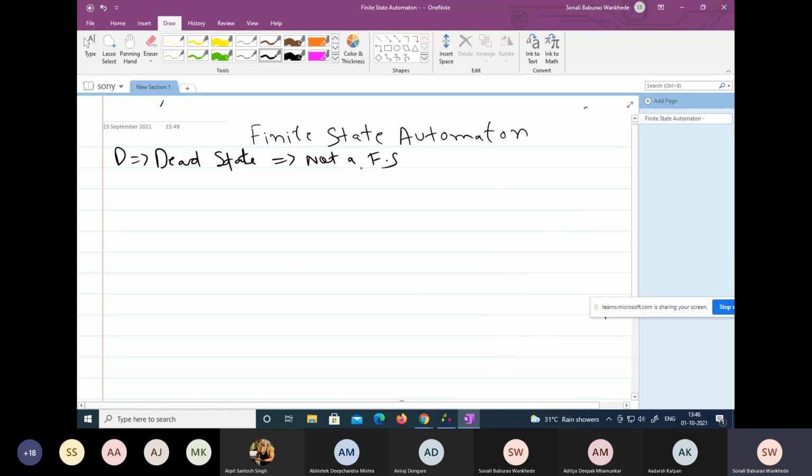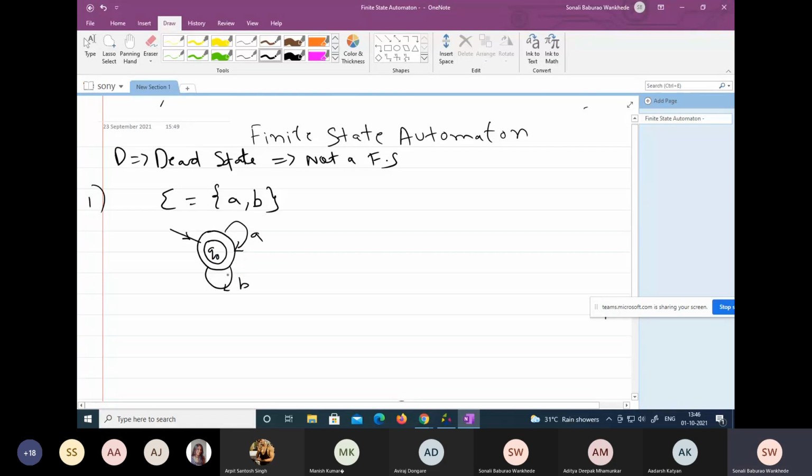Now, for example, consider sigma is equal to {A, B}. Sigma is equal to {A, B}. And suppose I'm drawing the state diagram as this double circle. This means it is the final state. But here is a new concept, that this final state can also be the initial state. Now consider an example like this. We have two transitions which we are showing here, A and B.